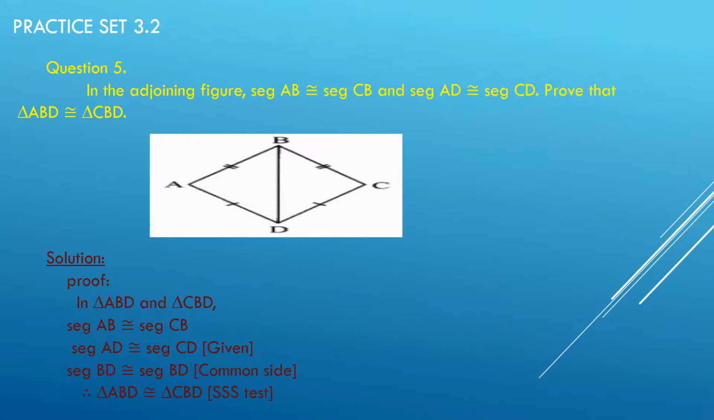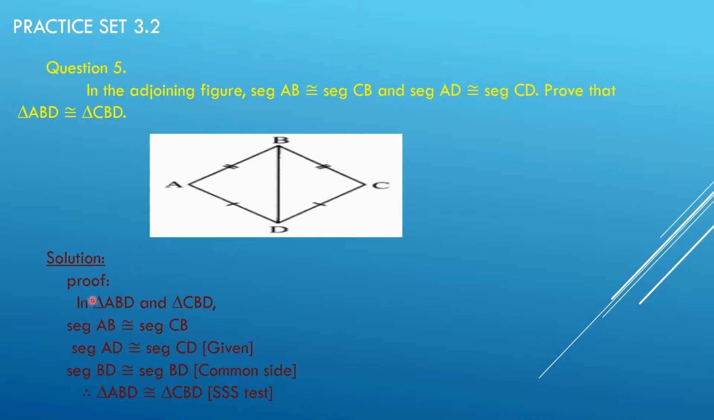Question number 5. In the adjoining figure, segment AB congruent to segment CB and segment AD congruent to segment CD. Prove that triangle ABD congruent to triangle CBD. The figure is given. In this triangle, AB and BC are congruent, and AD and DC are congruent, which is given. Solution: first you have to write what is given in the question.